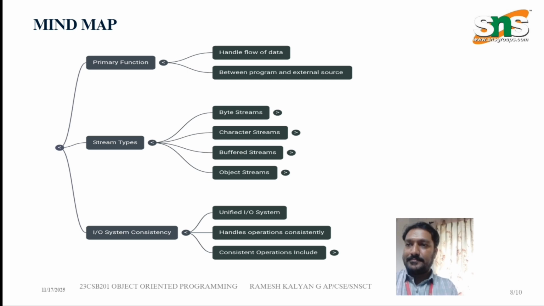Now the mind map. We could see it contains the primary function, stream types and IO system consistency. The primary function is handling the flow of data, and it acts as an interface between the program and the external source. The stream types are of four kinds: byte streams, character streams, buffered streams, and object streams. And the last one is IO system consistency. This is used for different input output systems. It handles operations consistently.